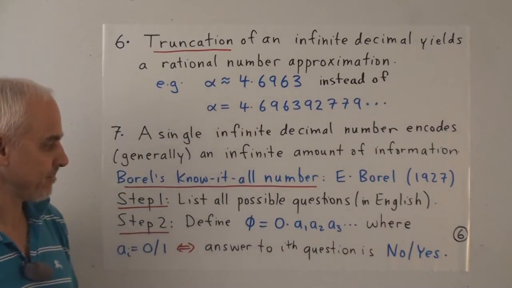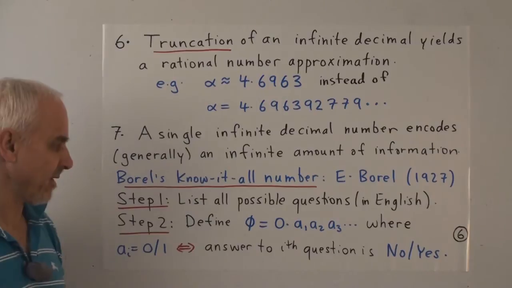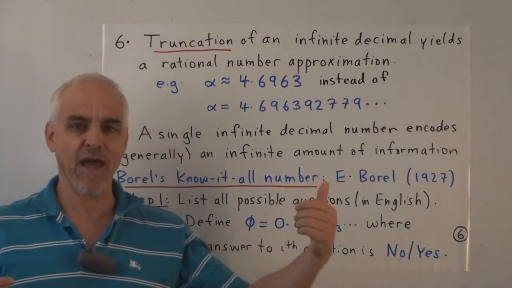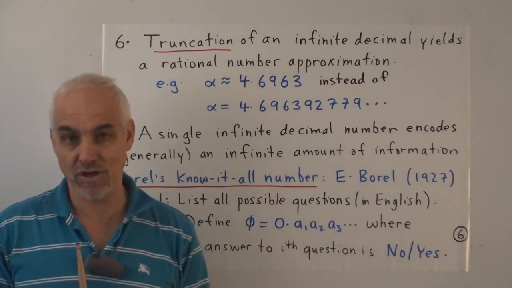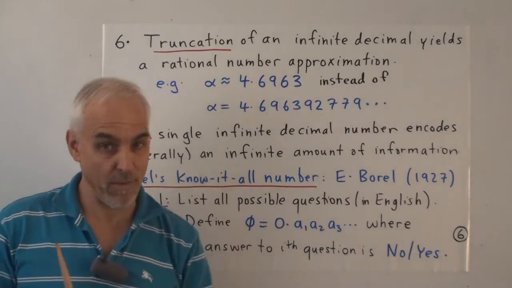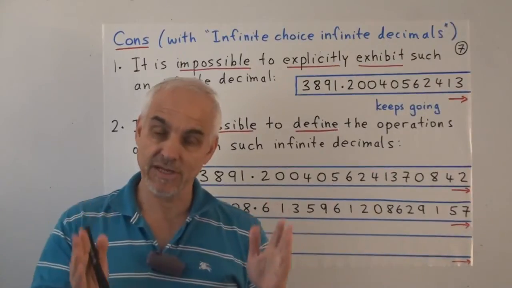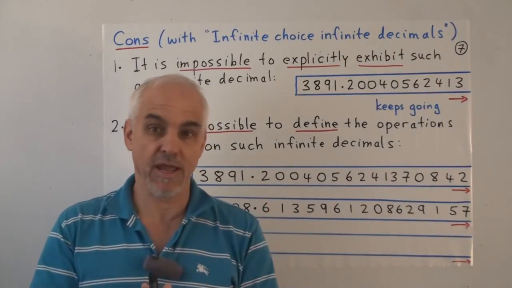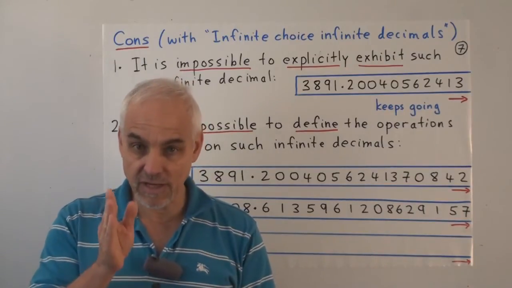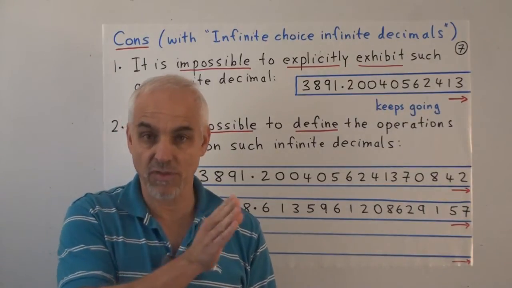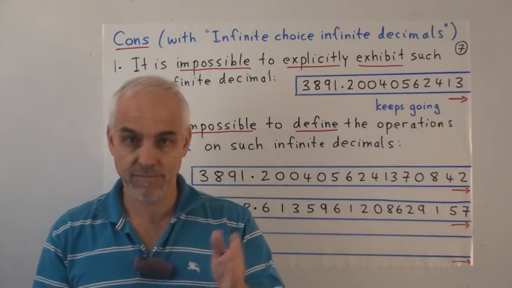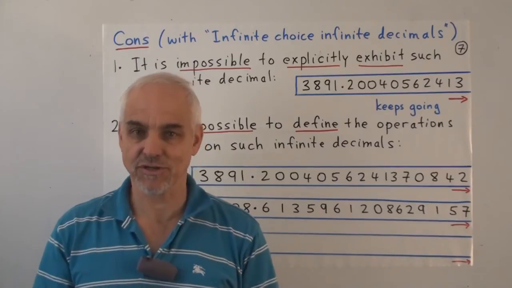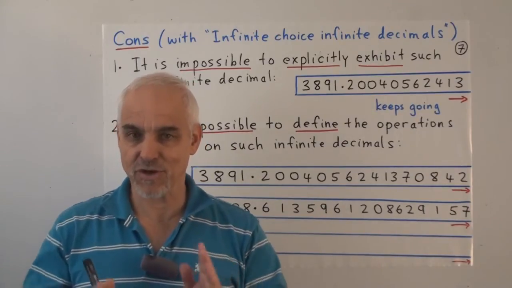But Borel's approach was that this really shows that there's something fishy about this idea of having an infinite amount of information contained in one single number. So that's been a list of advantages in thinking about a real number as an infinite decimal, involving an infinite number of choices of all the digits, one at a time. However, there are some strong disadvantages to this approach. So let's have a look at the cons now.